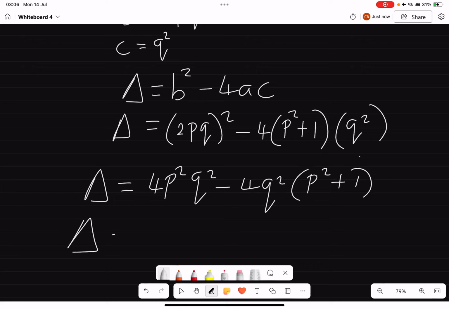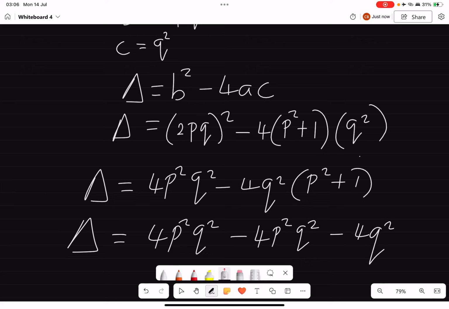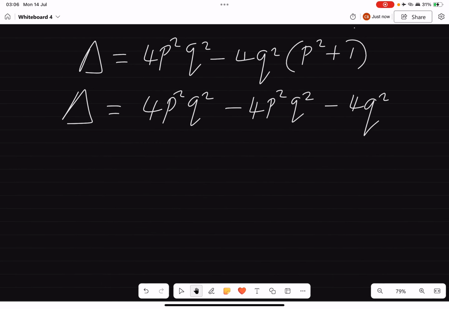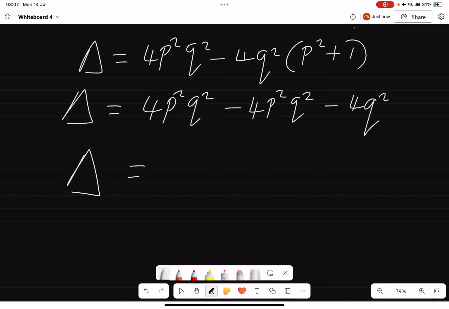And then, now foiling into the bracket, we have 4p squared q squared minus 4p squared q squared minus 4q squared. I'm sure we all know how to multiply, ladies and gents, at this point. And then we can see that the discriminant is equal to negative 4q squared, because these two guys are like terms and they are going to cancel each other out.